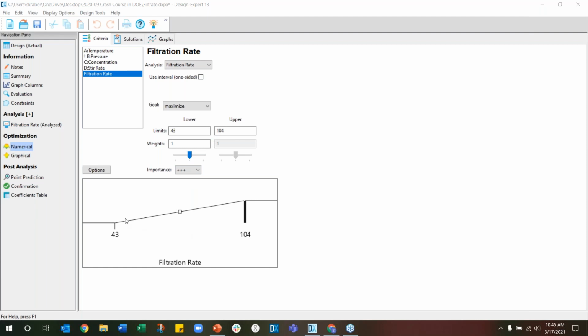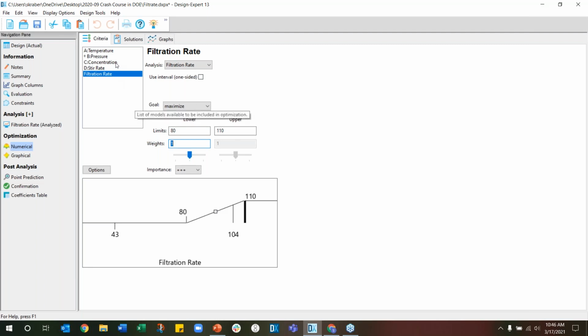Usually people don't actually want their final results to have filtration rates this low. We might want this to actually be focused on filtration rates that are at least 80 and maybe up to 110. Maybe we can find some region that would predict even higher than where we're at. So modify your lower and upper limits to reflect your true desires for the system.